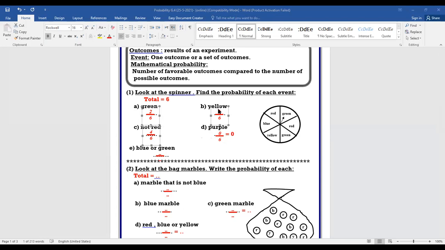Yes, come on Hamza. How many blue and green in the spinner? How many blue and green parts? Both of them. 3 out of 6. Yes, we have 3 because we have 2 green and 1 blue. It will be 3 out of 6. Is it easy, guys?